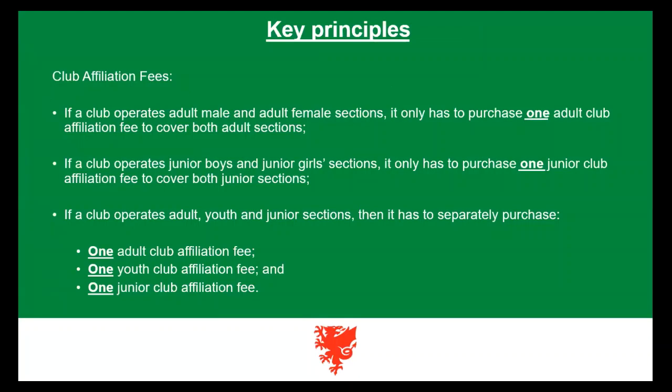So, key principles on which affiliation fee you need to select. If you're from a club, and you operate both adult male and female sections, you only need to purchase the one adult club affiliation fee, and this will cover both adult sections. The same applies if you operate junior boys and girls sections. You only need to purchase one junior club affiliation fee, and that covers both the boys and the girls.